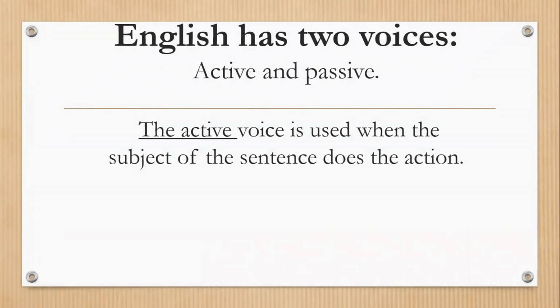Let's see, English has two voices, active and passive. El inglés tiene dos voces, generalmente la voz activa y la voz pasiva. The active voice is used when the subject of the sentence does the action. La voz activa es usada cuando el sujeto de la oración realiza la acción.